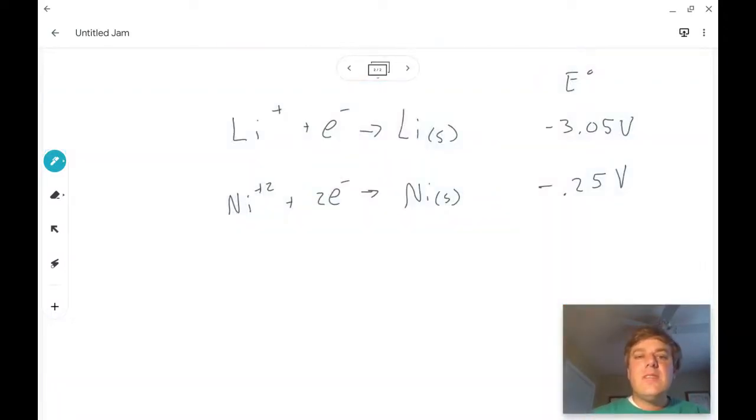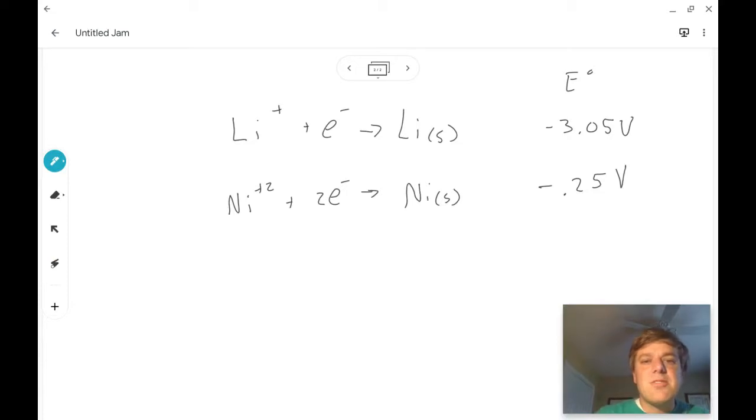So here I have 2 reduction half reactions. I've got lithium being reduced to make solid lithium and nickel being reduced to make solid nickel. So lithium ions and nickel ions. Now, in order to make this reaction work, I'm going to need to reverse one of them. And a galvanic cell has a positive cell voltage, so when we add the voltages together, we need a positive number. So I'm going to reverse the one of these that is the most negative, so it will become positive.